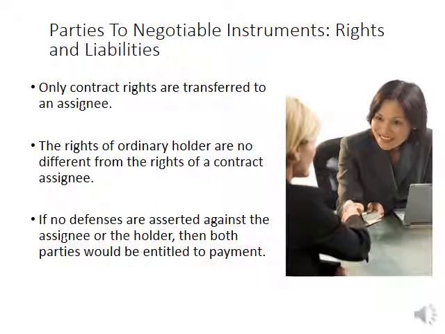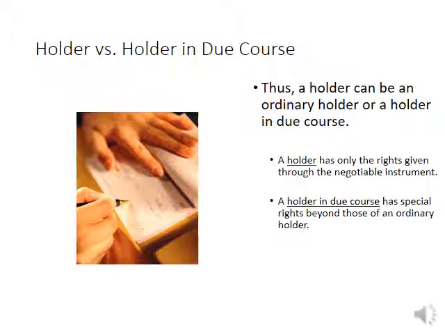So the rights of ordinary holders are really no different from the rights of a contract assignee. So if there are no defenses that are asserted against the assignee or the holder, then they both are going to be entitled to payment. So holders and assignees are treated the same. If defenses are not asserted, they're going to get payment. The question comes up when defenses are asserted.